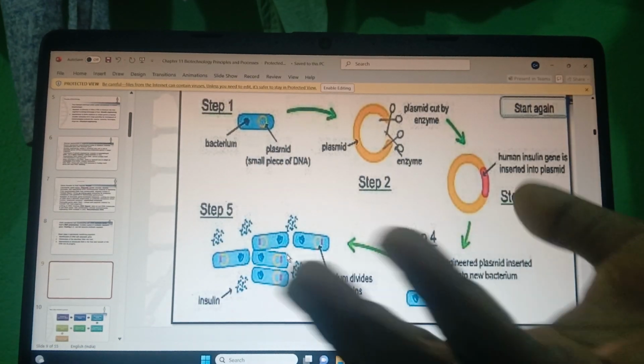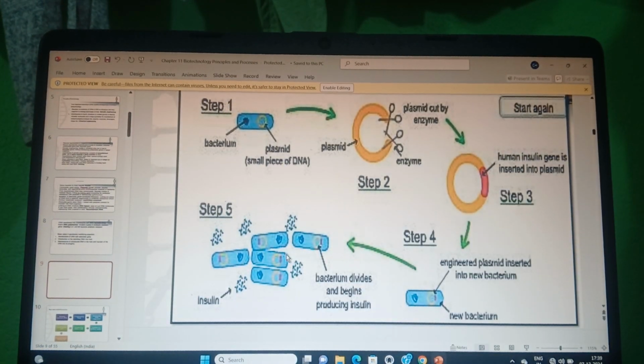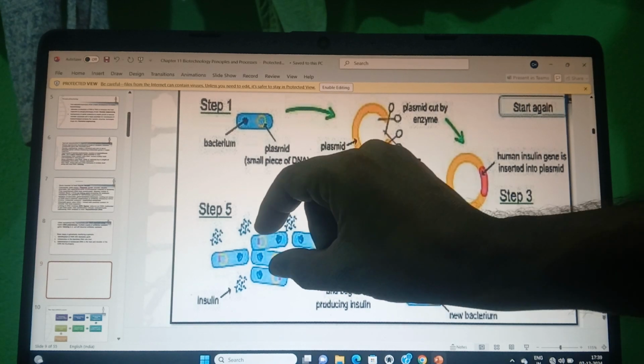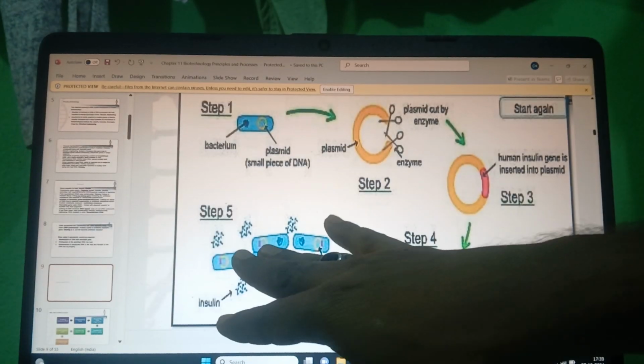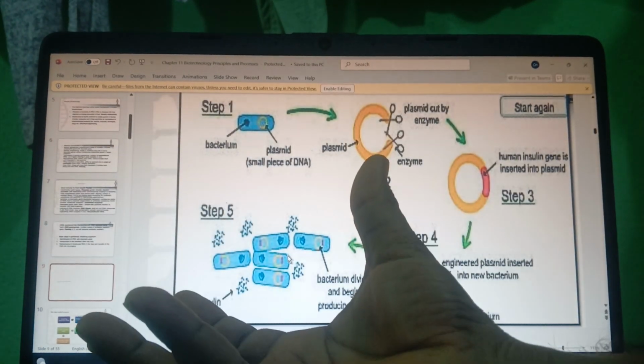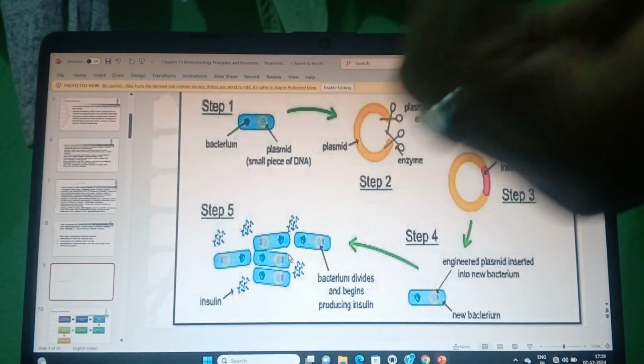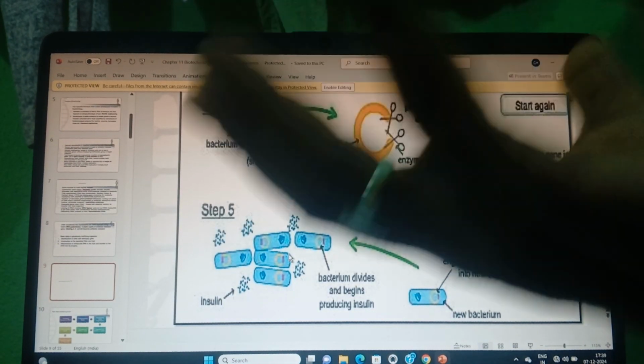Anything will be produced in this petri dish. How will they transfer? After recombinant DNA technology, you take this bacteria and keep this bacteria in a petri plate. Petri plate means petri dish.